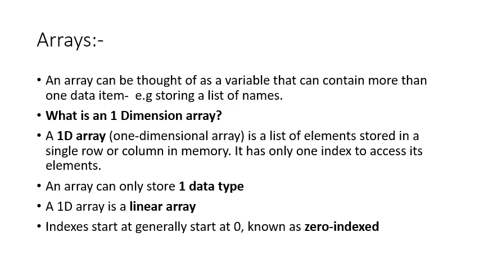Array. An array can be thought of as a variable that can contain more than one data item, storing a list of names. What is a one-dimensional array? A one-dimensional array is a list of elements stored in a single row or column in memory. It has one index to access its element. An array can only store one data type.